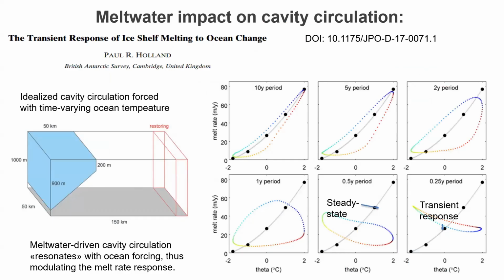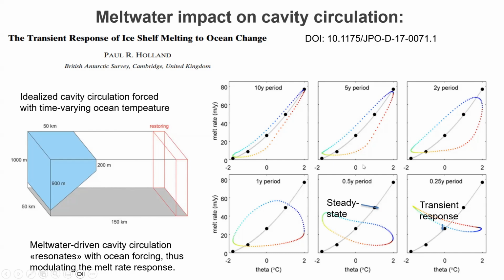Let's move on a little bit on the scales to the cavity circulation, just highlighting a more conceptual study here that looked into how melt rates in an ice shelf cavity would respond to a time varying ocean forcing temperature. And what comes out of this is that the cavity sort of resonates with its own circulation time scale, which is, again, the circulation in the cavity is mainly what is set up by the meltwater itself. So this is a direct interaction, a direct feedback with the meltwater that changes the response of the melt rates.